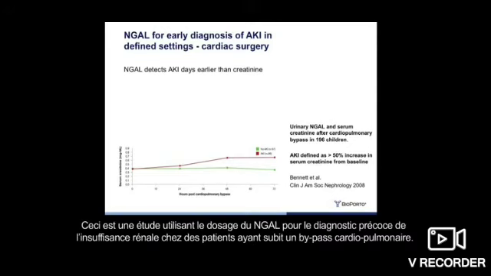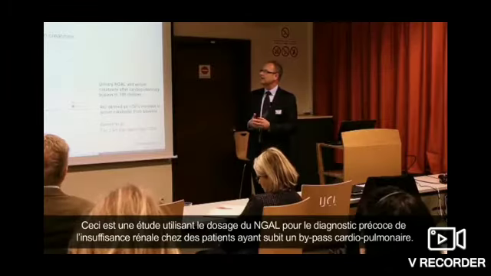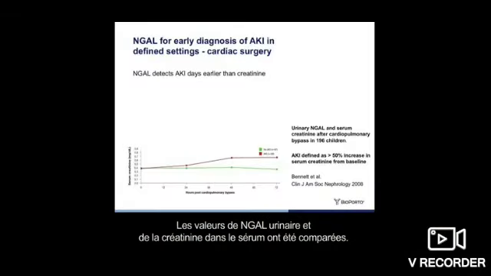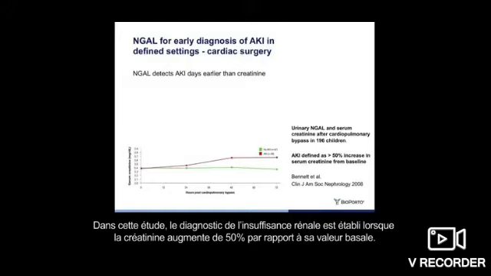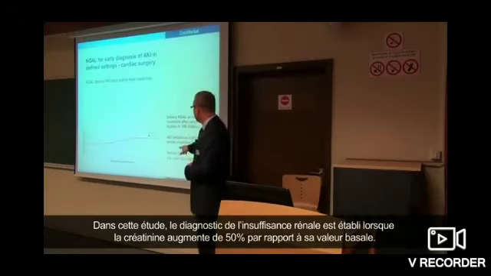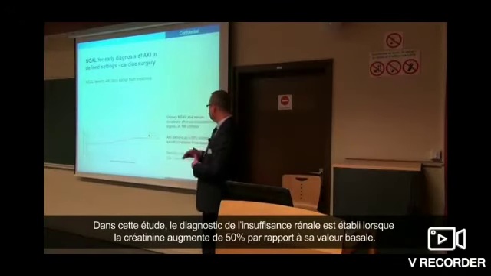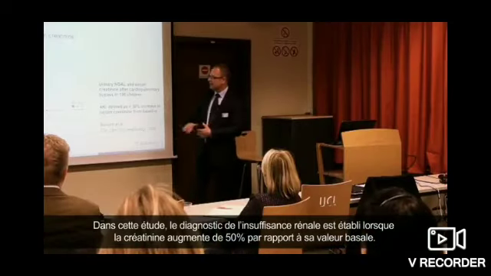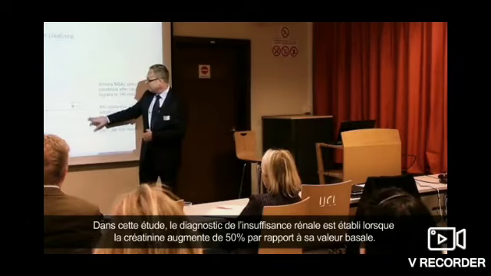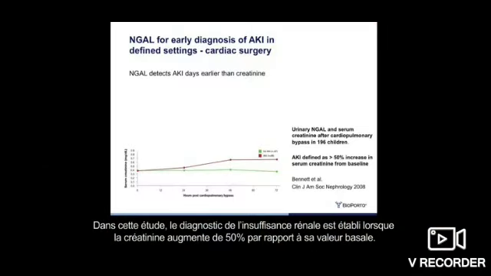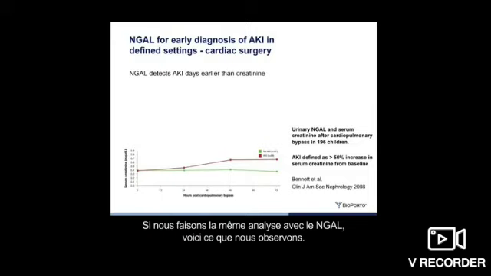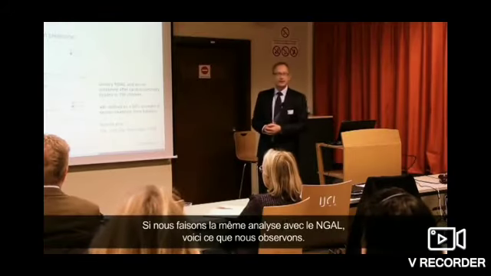This is a study of NGAL for early diagnosis of AKI in a defined setting. So urinary NGAL and serum creatinine were compared. And what we see here is that AKI is defined as a 50% increase in serum creatinine from baseline. No AKI, it's flat. AKI, we see the rise. If we did the same with NGAL, we would see this one.